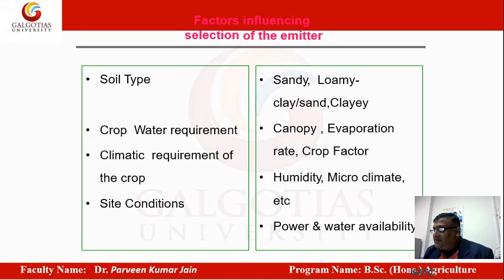So the different types of drippers, or you can say the emitters, which we are going to use on these laterals, depend on the water requirement, as we have calculated, that is, how much water. For example, you calculate and come up with the result that your plant needs 20 liters of water per day, or maybe 20 liters at a weekly interval, and like that.